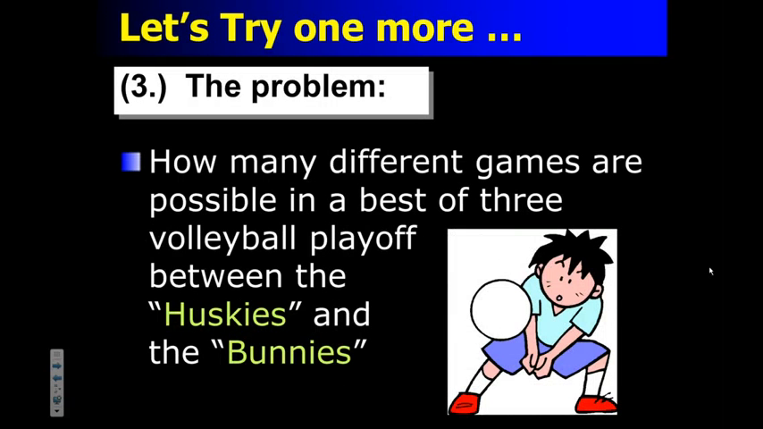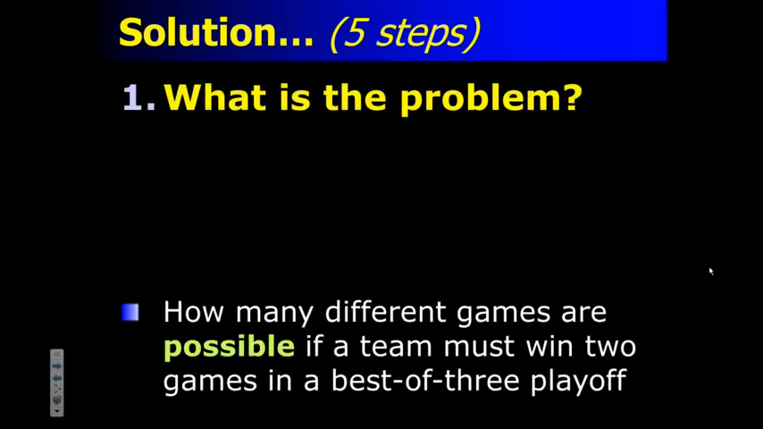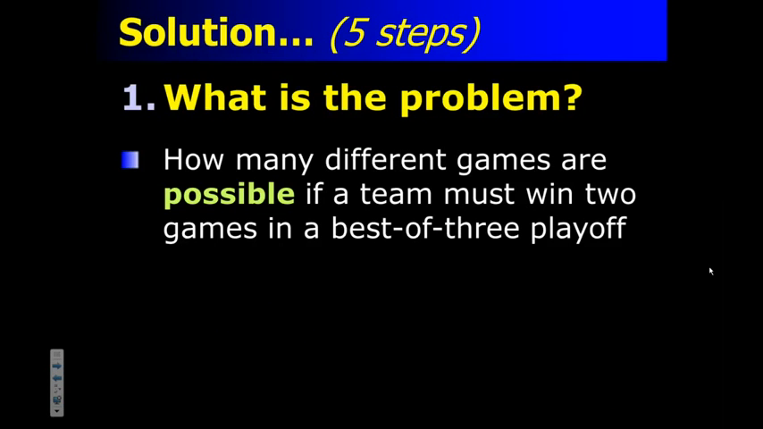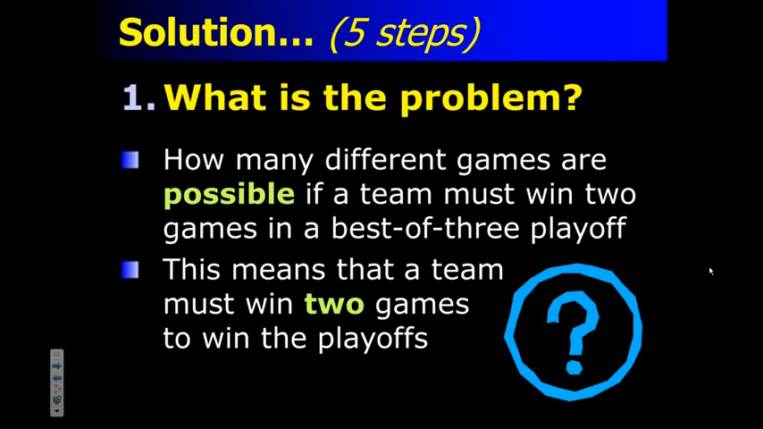Last one. How many games are possible in a volleyball playoff when we just have two teams? And if you win two, you're done. Okay? You win the tournament. Huskies and their inevitable rival, the Bunnies. So here's the problem. Who's going to win? How many different ways can this tournament go down? How many different combinations of games? You've got to win two to win the tournament. That's assumed in step one.